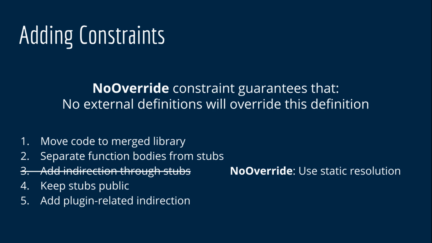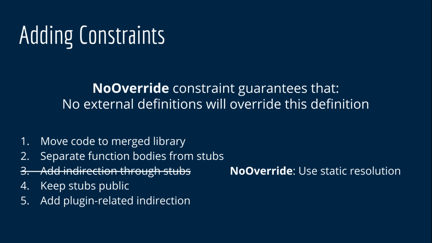One of the constraints the developer can use is called the no override constraint. The developer applies this constraint to a given symbol if they can guarantee that no definitions of that symbol outside the optimized set will override the definitions we have inside the set. With that guarantee, we can safely avoid calling the stub function for that symbol, and instead use direct calls to the body function, which enables optimizations like inlining.